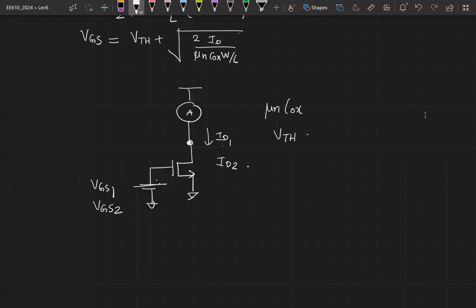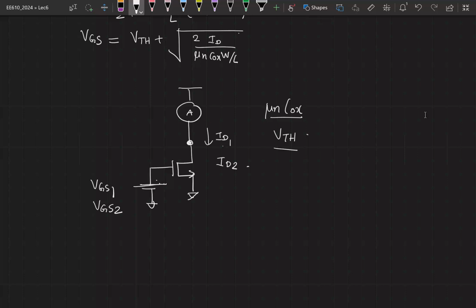This looks okay? Then I'll tell you the problem with this. One, even though we talked about it, we write our equation in terms of mu n COX and VTH. Like I said, the actual transistor properties are slightly more complicated. If you wanted to exactly map the values, you will need to have a lot more parameters.